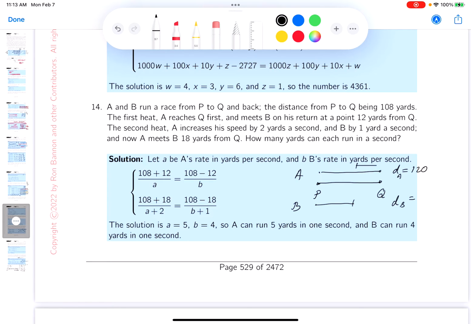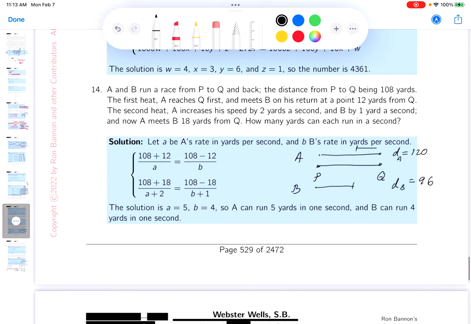All right, when they met, by the way. It shouldn't say in the race, when they met. And the distance would be, well, it's 108 minus 12, so 96. All right? That's not bad. That's the first race.